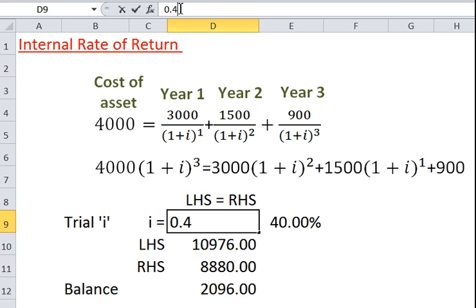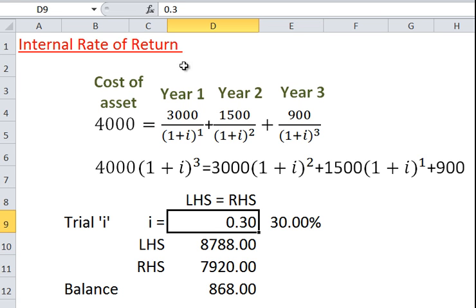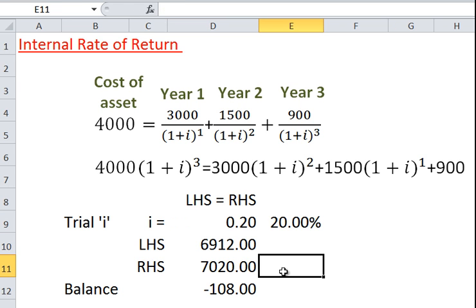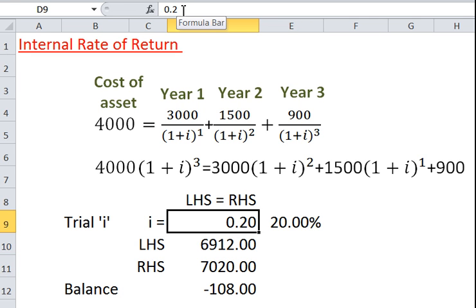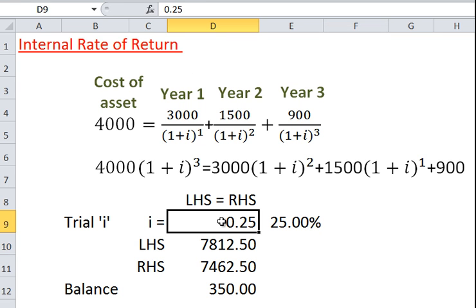So it's not 40%. Now, I said we should really halve it, so the next one I take should be 0.2. But I'm just going to take 0.3 to see how it comes down. There, it's down to 868. So the two sides are getting close together, and we're on 30% here. Let's take 20. Overshot, because now it's minus 108. It's very, very close. So it's a bit more than 2. So let's make it 2.5. 350. So it has to be less than 2.5.